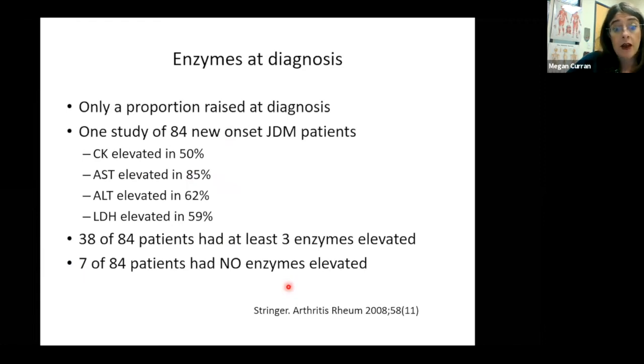And this is a common mistake that some clinicians can make because they think that for muscles to be inflamed, you have to have elevation in these enzymes. That's not always the case.